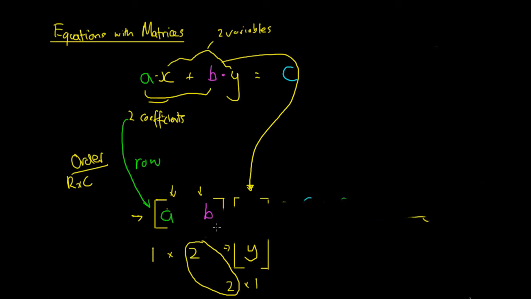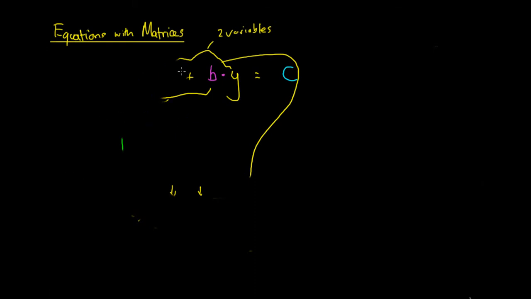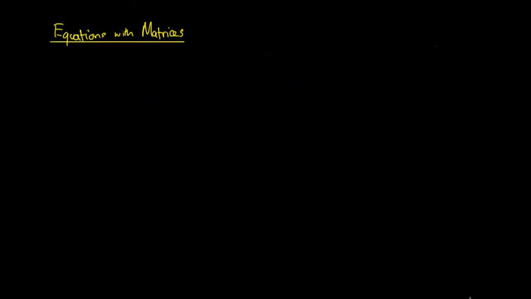But what we can do is we can look at it with a set of, say, two equations. So I'll get rid of all that. So say we have a times x and then we've got this b times y, and that's equal to c. And then we've got d times x, and we've got e times y, and we let that equal to, let's say, f. So we've got these two equations. We've got a times x plus b times y equals c, and d times x plus e times y equals f. And we want to write these equations with matrices.